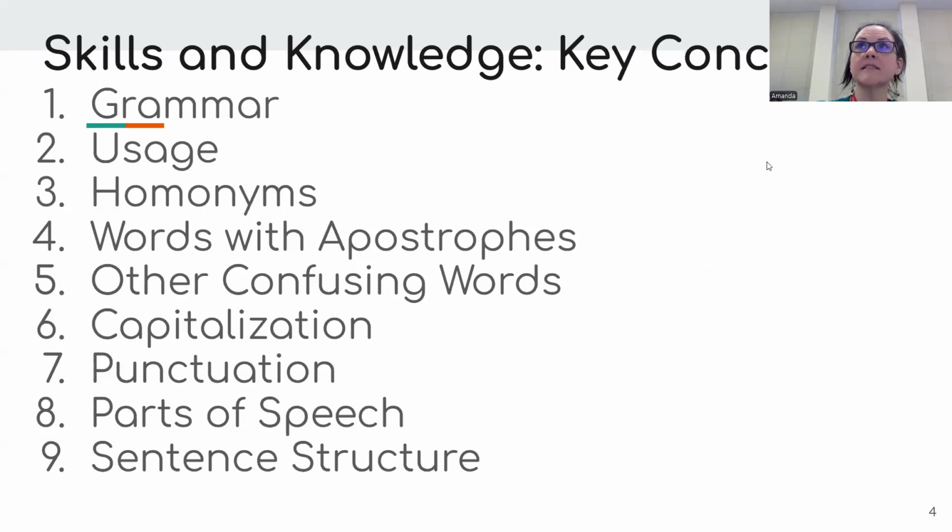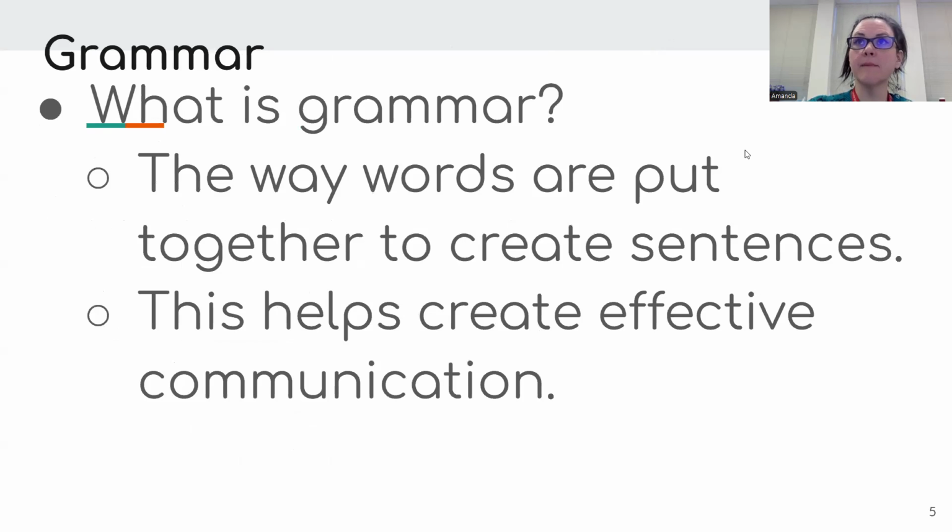So the key concepts here are number one, grammar, and number two, usage. Number three, we're going to talk about homonyms. Four is going to be words with apostrophes. Five is going to be other confusing words. Six, we're going to talk about capitalization rules. Number seven is going to be punctuation. Number eight is parts of speech. And number nine is sentence structure. So let's start by talking about grammar.